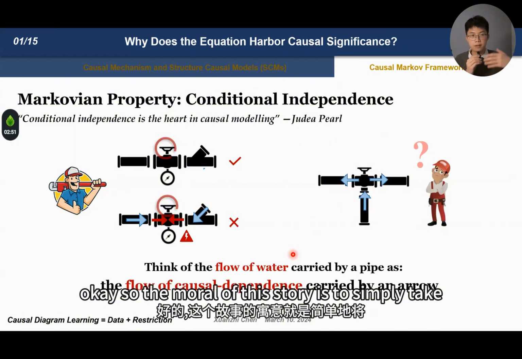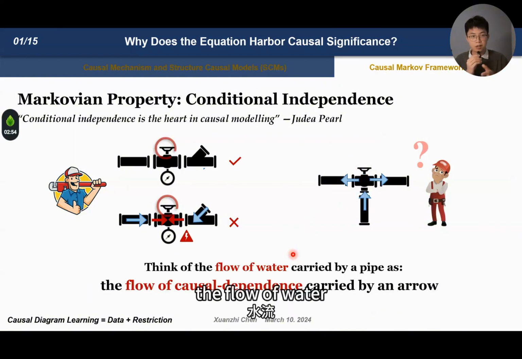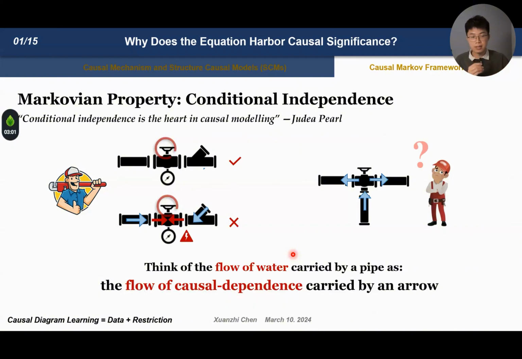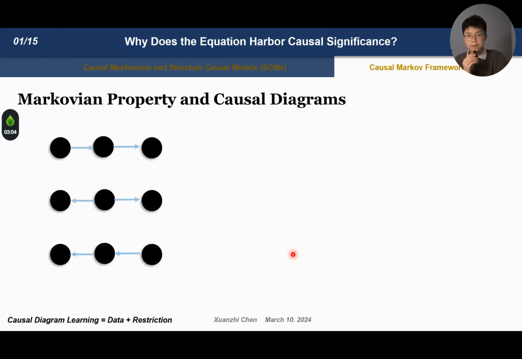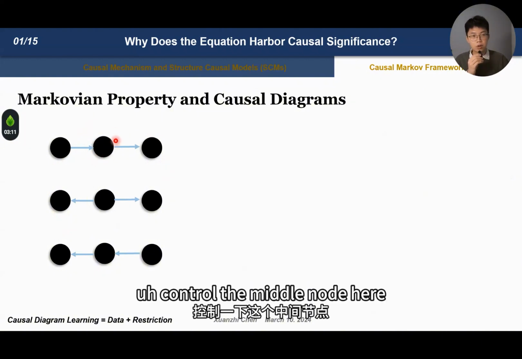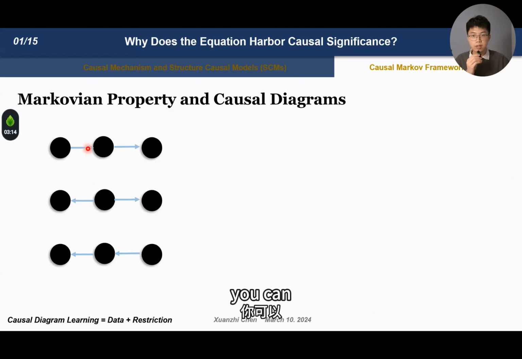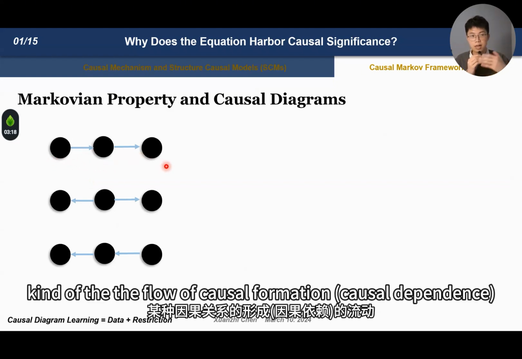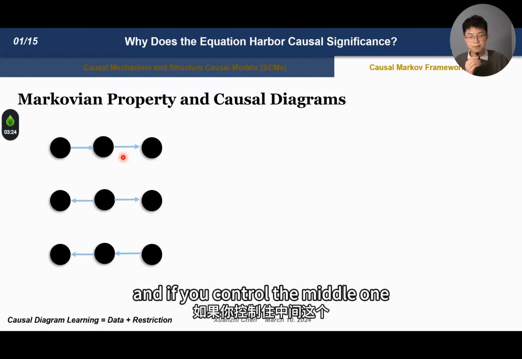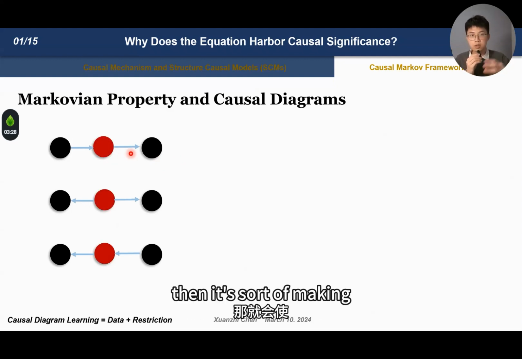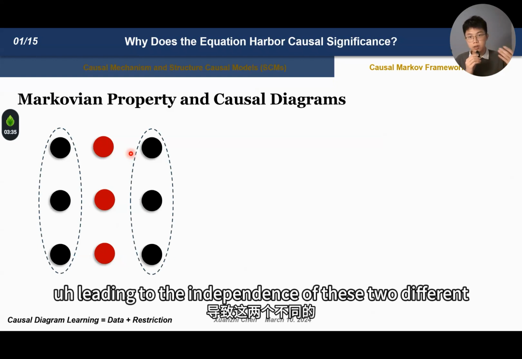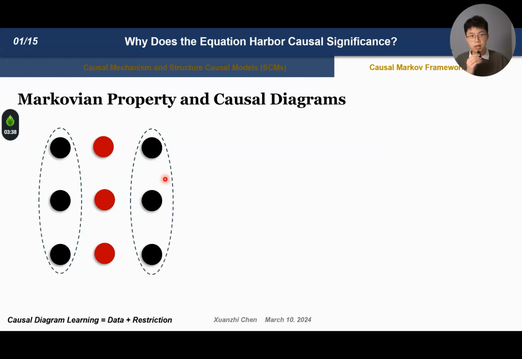So the moral of this story is to simply take the flow of water as the flow of causal dependence, and this is where the Markovian property will function. Next, let's look at the causal diagram. Suppose we have a simple diagram like this, and let's control the middle node here. You can see the arrows in the diagram as a kind of flow of causal information passing through the causal diagram. If you control the middle one, as I show here, it makes the information stuck at that point, and this finally leads to the independence of these two different groups.